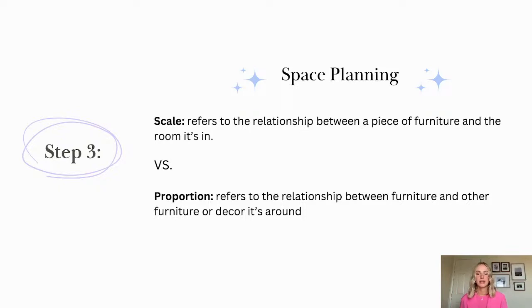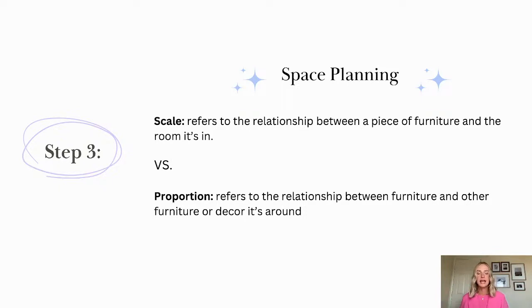So scale refers to the relationship between a piece of furniture and the room it's in, okay? So think about the room size you have and the furniture size. Proportion refers to the relationship between furniture and other furniture and decor that it's around. So let me explain those both a little bit more in this example.